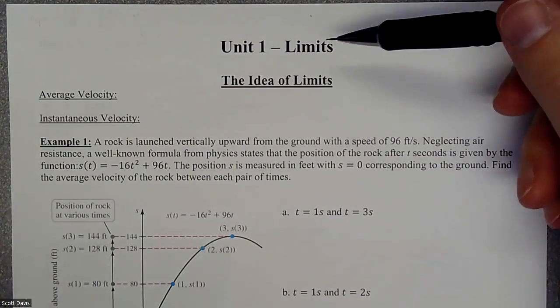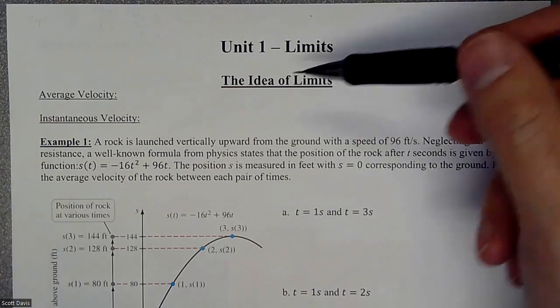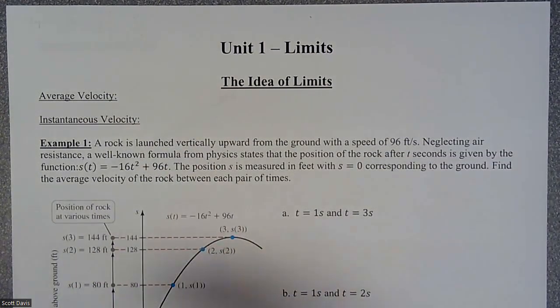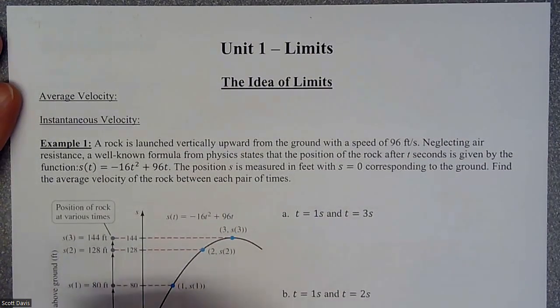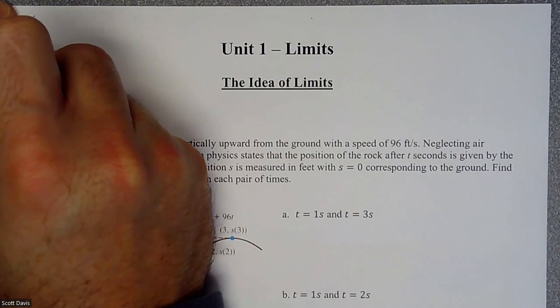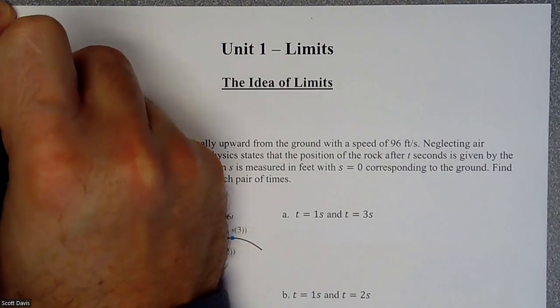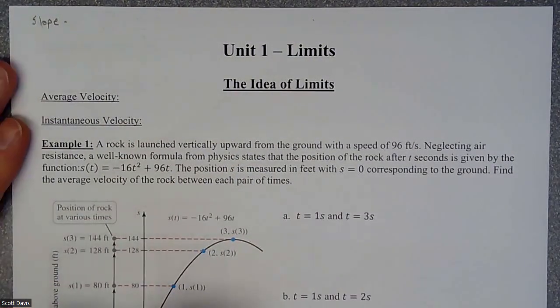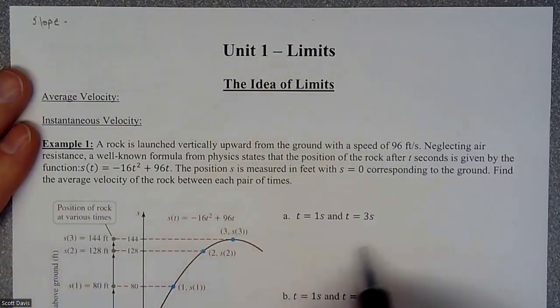In this video, we are going to start to talk about the idea of limits. And the idea of limits is we're going to be talking about average velocity and instantaneous velocity. But to step back a little bit to help these things make some sense, we're going to refresh real quick about the idea of slope.